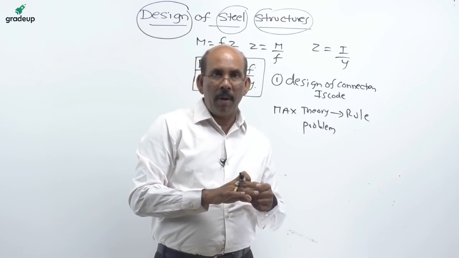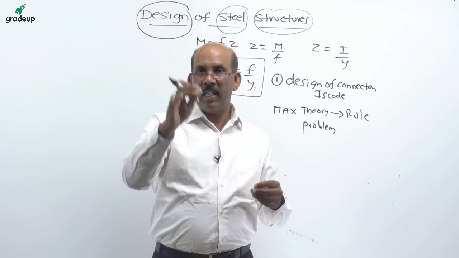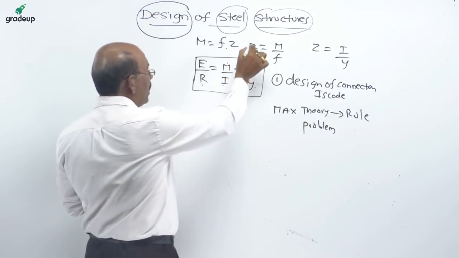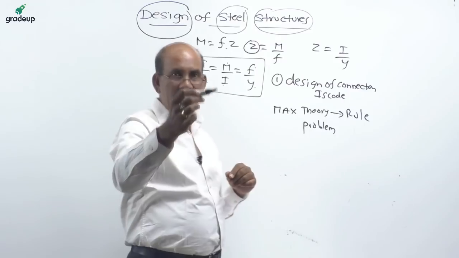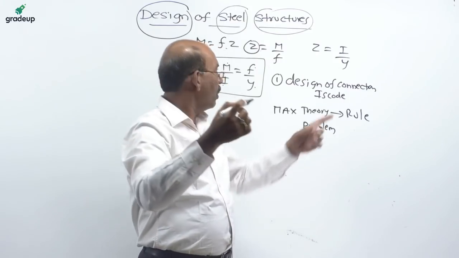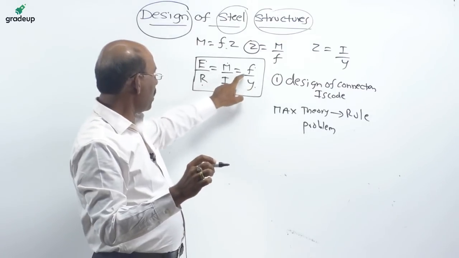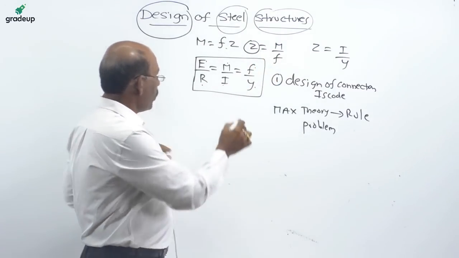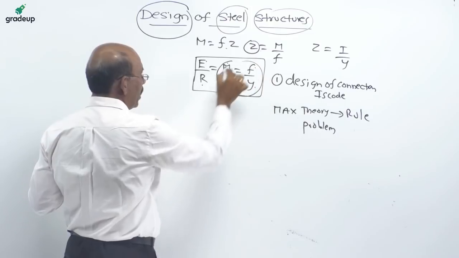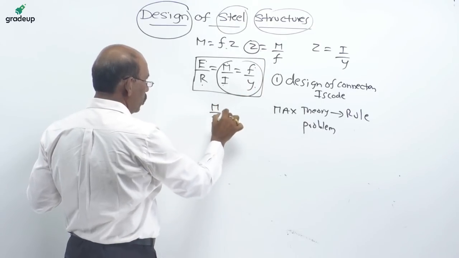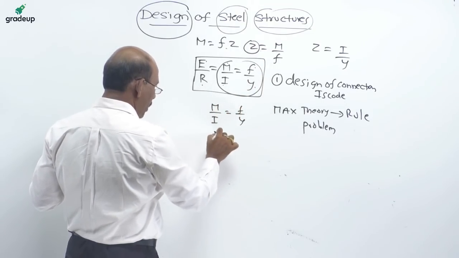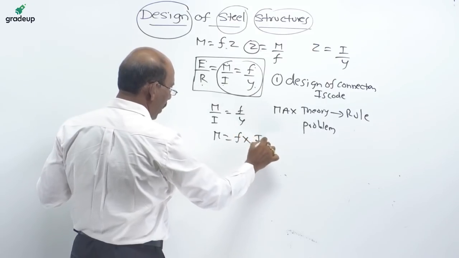Amit, maximum JE questions are with reference to the section modulus value here. So the section modulus is nothing but I by Y. So in this equation, if you use this particular equation here, M by I is equal to F by Y, or M is equal to F into I by Y.